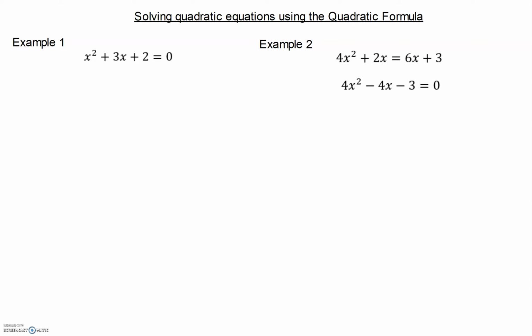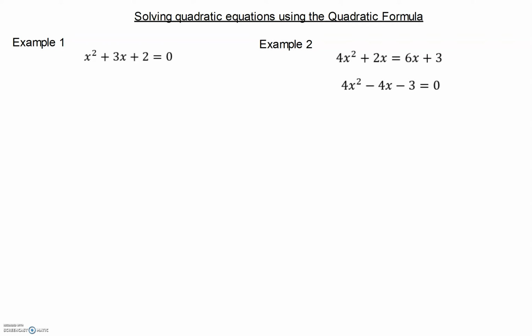So we're going to look at solving quadratic equations. We've done a lot of solving quadratic equations. We've done it by factorising, and we've got two examples here, and we're just going to look at again the method that we've used in the past. So what we've got is two quadratic equations. They're both made equal to 0.